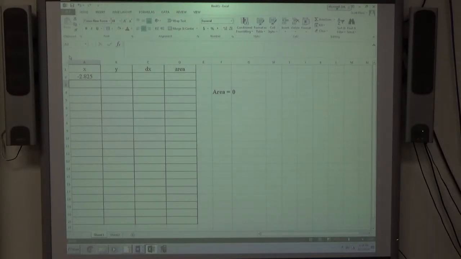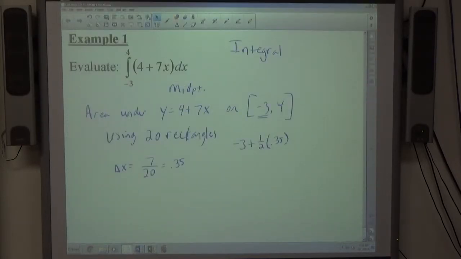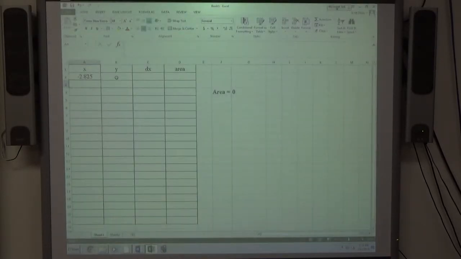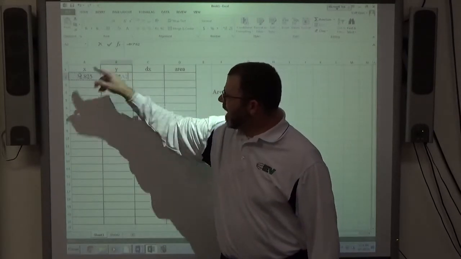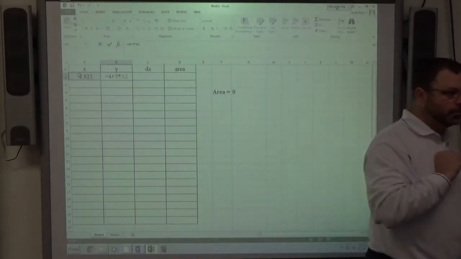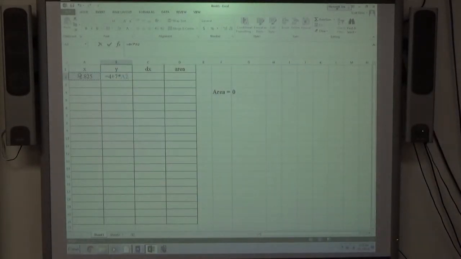All right. My equation is 4 plus 7x. So in the y column, I put equals 4 plus 7 times, and then I click on the A2, the first x value. So 4 plus 7 times that x. I hit enter. That evaluates it for me.